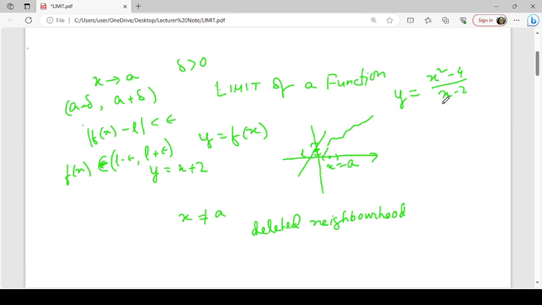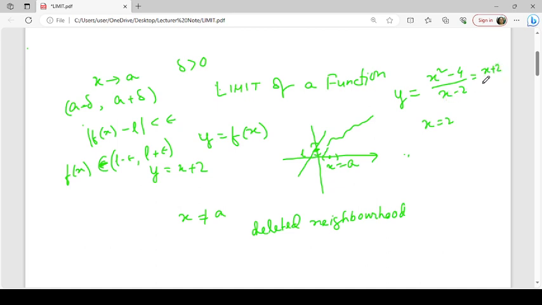So here if we write x equal to 2, then there is no meaning. Then y of 2 will be what? 4 minus 4 by 2 minus 2, means what? This value is 0. So at x equal to 2, it doesn't have any value. And don't think that you can cancel it to get x plus 2.